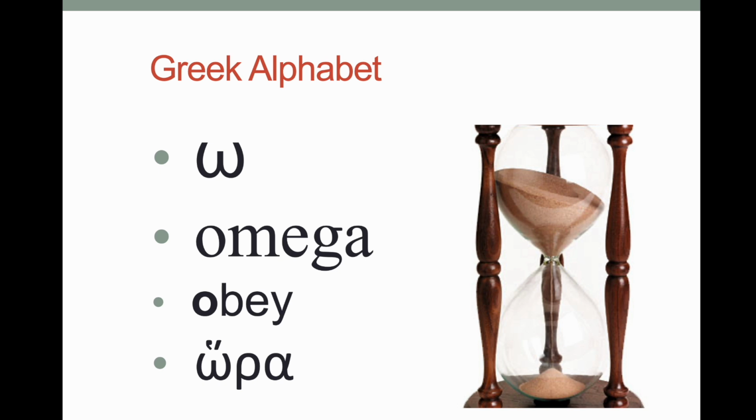And finally, the last letter of the alphabet is an omega, and it makes a long O sound, like you'd get in the word obey. And the example I have here is the word for hour, and again, it has a rough breathing mark over it, which adds an H sound to it. So you wouldn't pronounce this aura, you'd go hora, hora, hour.